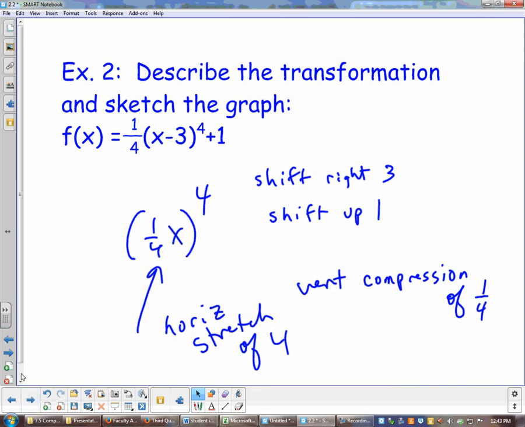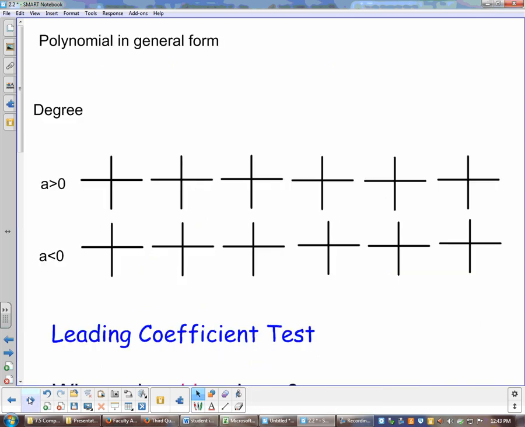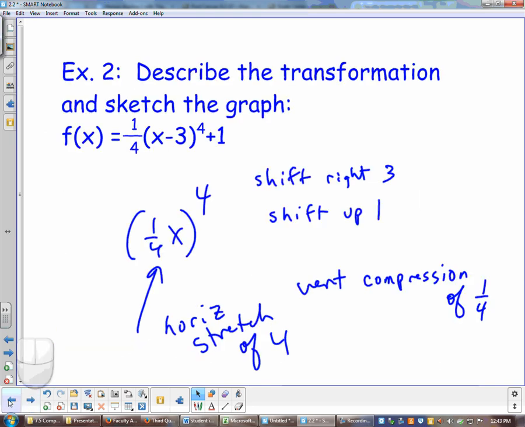Reminding you of things that we learned back in chapter 1. Okay, at this point, we are going to, I know what I want to. That was a vertical. This one was a vertical compression or vertical shrink of 1/4, but this one, if it had been 1/4 in parentheses with the x, then it would have been a horizontal stretch.